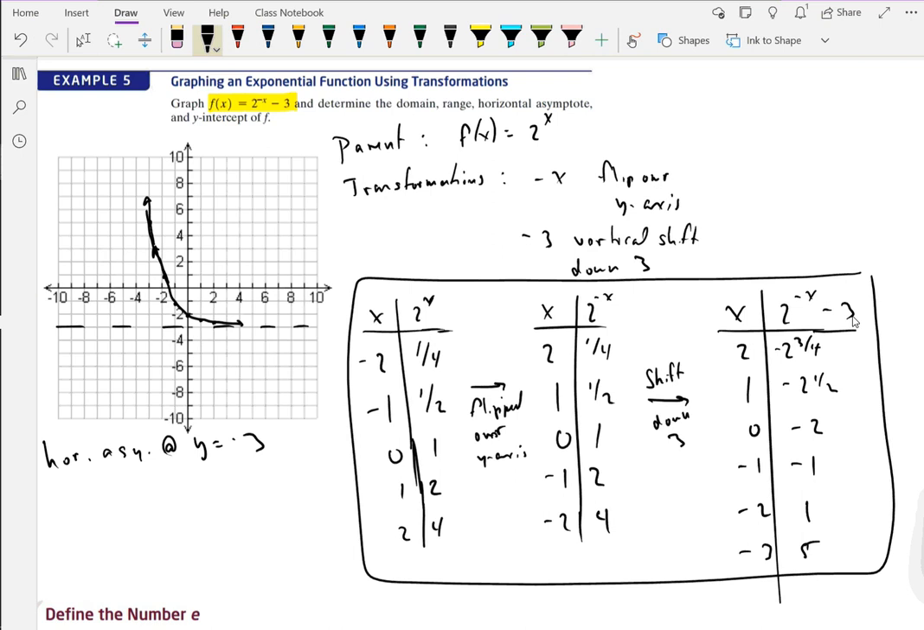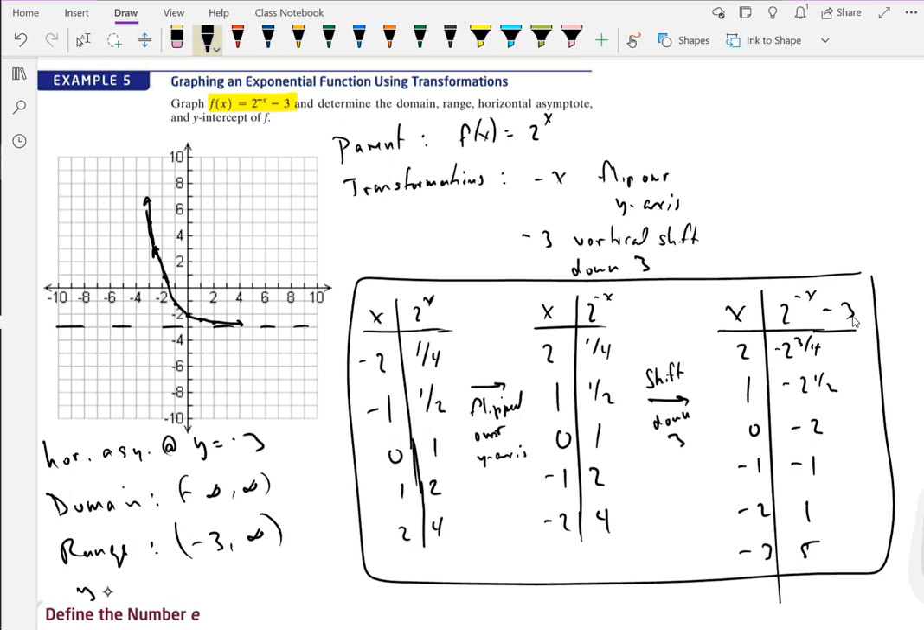Okay. So when we take a look at our domain, again, our domain has not changed. We can still use any value for x that we want. Our range here, though, has changed. Normally, our range goes from 0 to infinity. But now we've moved our horizontal asymptote down to -3. So our range is going to change now. Instead of 0 to infinity, it's going to go from -3 to infinity.